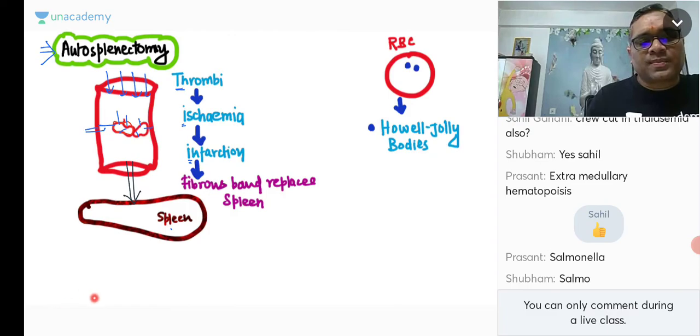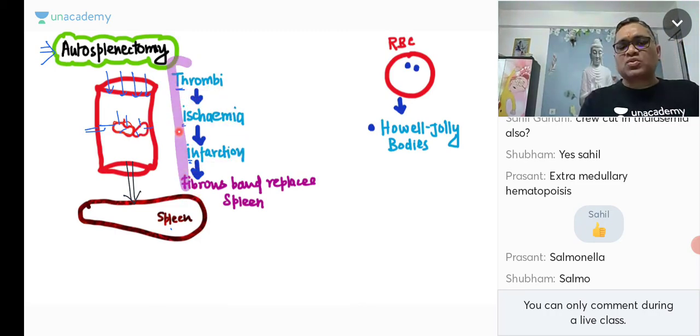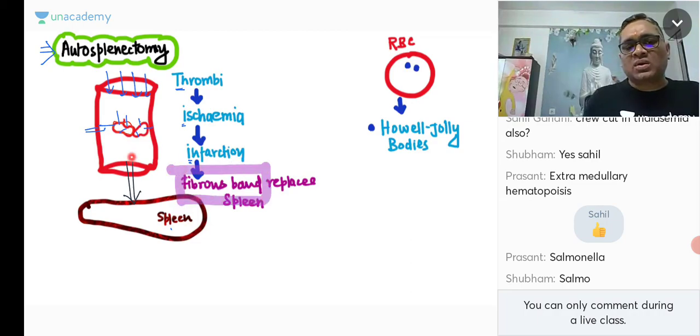Now what we are seeing here, this thrombi has been formed. Thrombi is stopping the blood flow to this distant organ, which is the spleen. So this thrombi is causing ischemia and infarction, and this episode will keep going on, repeatedly: thrombi, ischemia, infarction, fibrosis. In the end, the entire spleen will be replaced by a thin fibrous band.